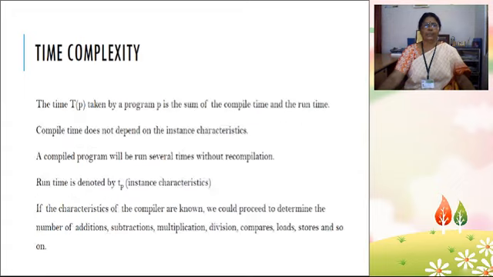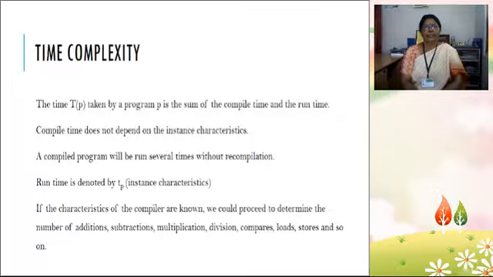So if you look at this, in simple words, the time complexity taken by a program is the sum of the compile time and the runtime. But as I said earlier, compile time does not depend on the inputs. By instance characteristics we mean the number of inputs and the outputs. A compiled program can be run several times without recompilation. So if you want to assess the performance of any algorithm, it is enough if we analyze the runtime. So how do we calculate the runtime?